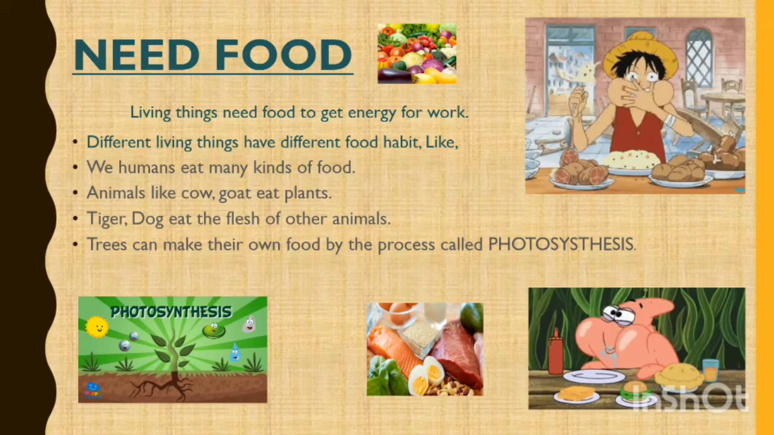Many living things have different food habits. We humans can eat almost all the things, various kinds of foods. Animals like cow, goat, giraffe, etc. eat only plants. Tiger, dog, they eat the flesh of other animals. Trees also eat, but they do not take food from outside. They produce it inside them. This process is called photosynthesis. Tree is the only living thing which can produce food on itself.